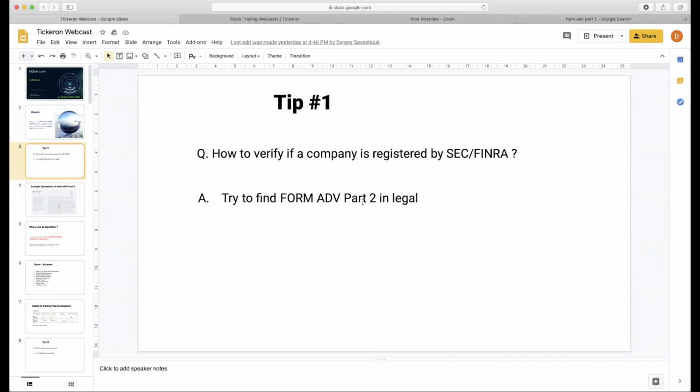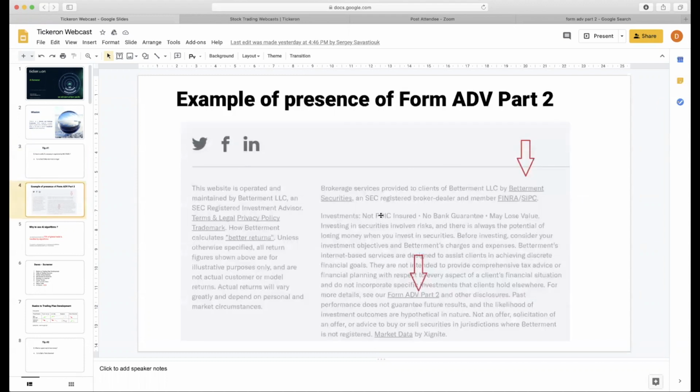So there's an example right here. It's a very long form, but pretty much you can look up a business, right? And you can see if they filled out this form.